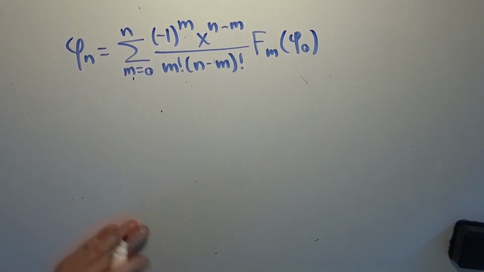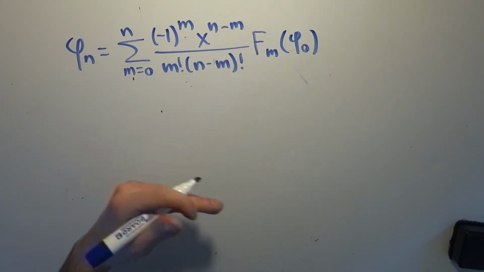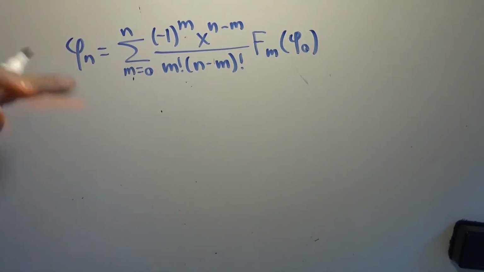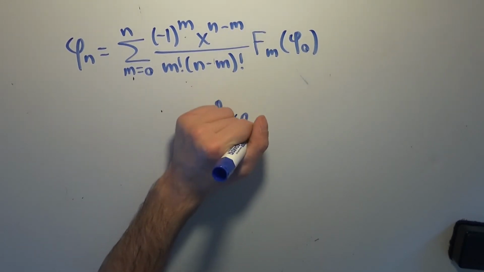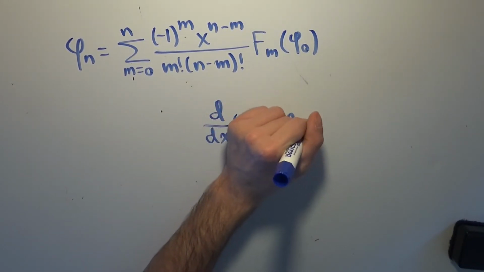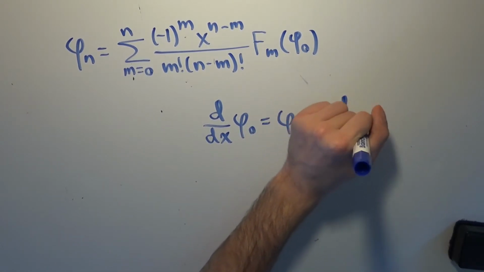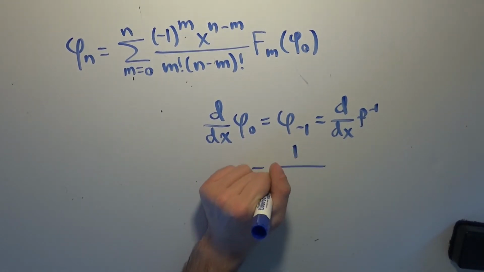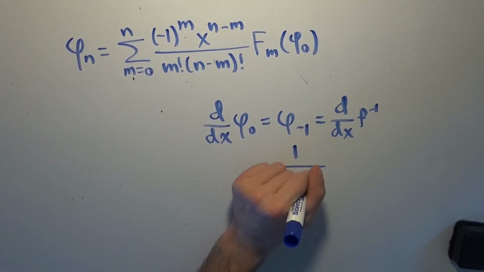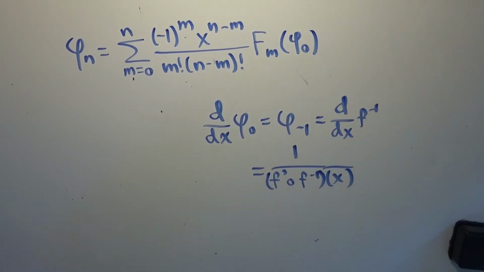Phi0 is f inverse. And the derivative of the inverse function is going to be, if integrating brings the index of phi up by 1, then differentiating should bring it down by 1. So the derivative of Phi0 should be phi negative 1, which we already know to be the derivative of f inverse of x, which we already know is 1 over f prime, the derivative of f, composed with f inverse applied to x, right? We already know that that's the derivative of the inverse function.